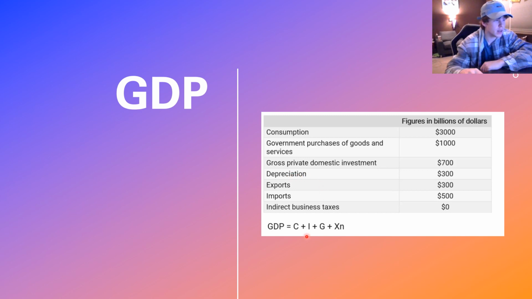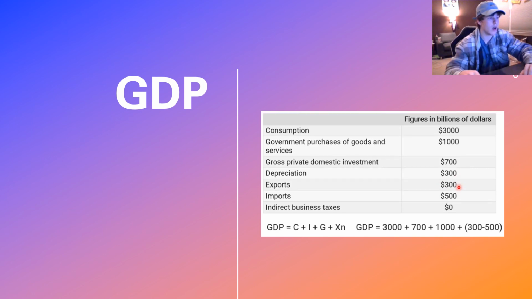Depreciation, this does not fall under this formula, so we don't count it anywhere. Exports and imports, this is going to go into our net exports right here where we have exports minus imports, so 300 minus 500. And then indirect business taxes, that's not going to count, and there's none of it anyway, so that doesn't go in the formula. So here we have this all plotted out, and if we add it together, we're going to get the total of $4,500, or in billions, that would be $4.5 trillion.